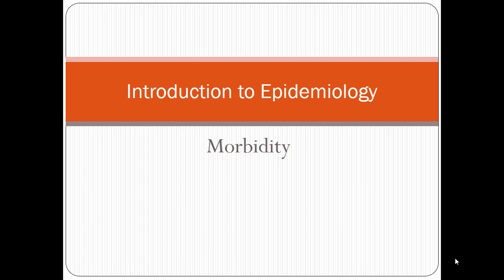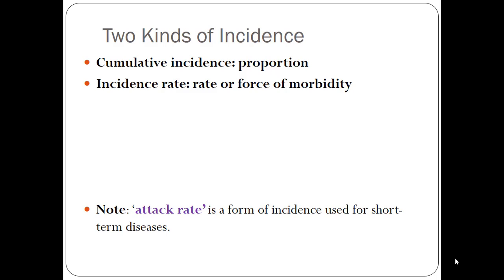Morbidity. There are two basic measures of disease occurrence in populations: incidence and prevalence. Incidence measures the occurrence of new disease, and prevalence measures the existence of current disease. There are two kinds of incidence: cumulative incidence and incidence rate. Cumulative incidence is a proportion without units and ranges from 0 to 1. Incidence rate is a true rate with units of 1 over time and ranges from 0 to infinity.